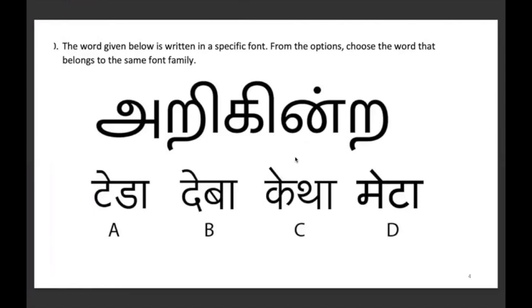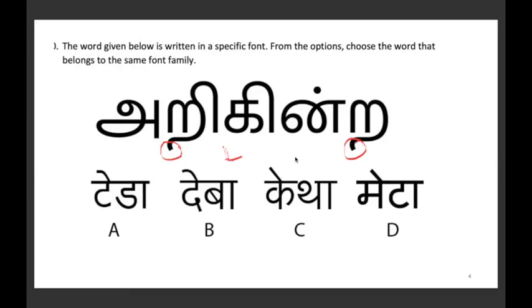The word given below is written in a specific font. From the options, you have to choose the word that belongs to the same font family. Now, in this case, the first trick is to look at how the letter ends, or how the curvature of the letter ends. If you look at the reference figure provided to us, the curvature actually ends with a tangent. Whatever the curvature, the edge will be tangential to it, perpendicular to it. So here and also here you can observe the same letter, but the same principle is applied.